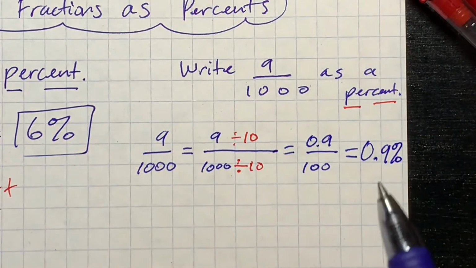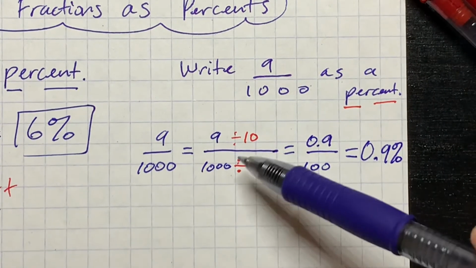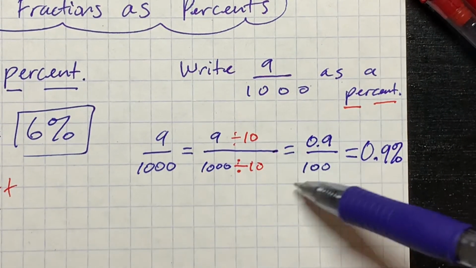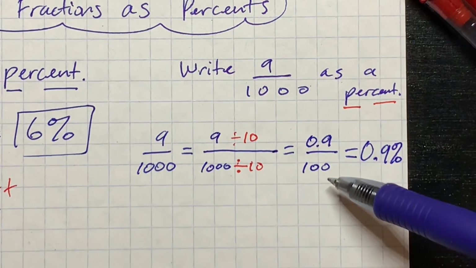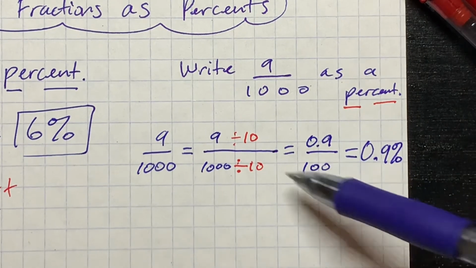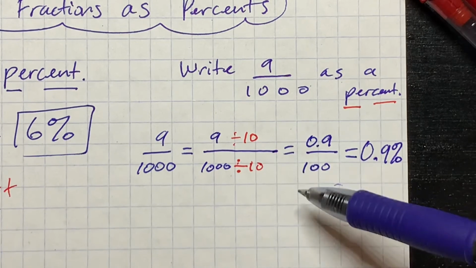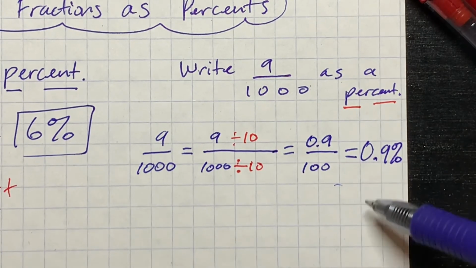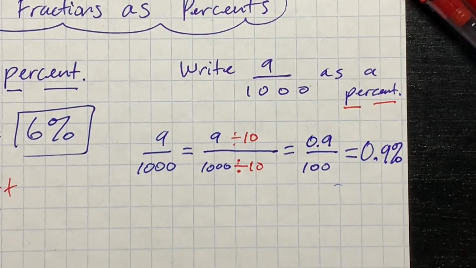So in other words, because we divided 1,000 by 10, that's going to equal 100. And then we're going to divide the numerator by 10 as well. So we're going to write the numerator with a percent symbol. All right, so there we go.